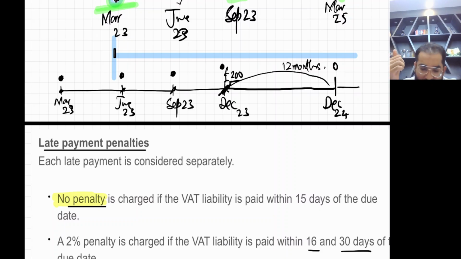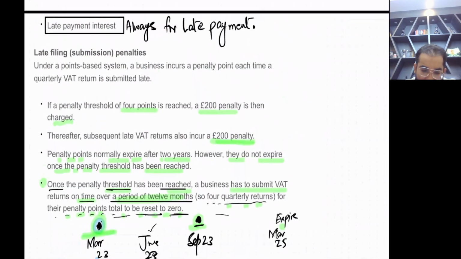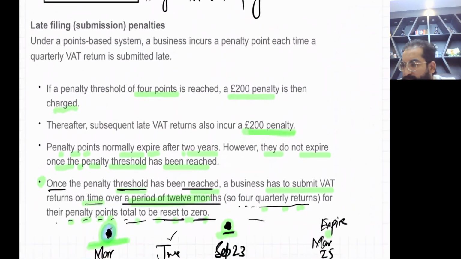Now the next thing is late payment penalties. Or if you want to read it, please read it. Please read these lines. Just a quick read up.